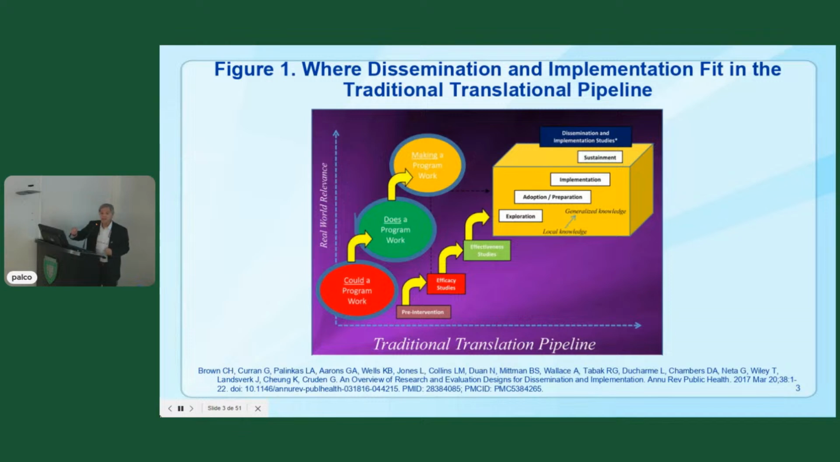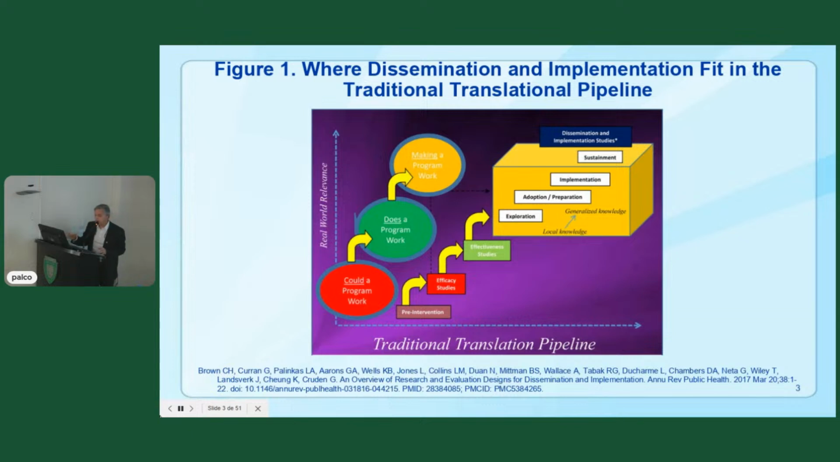And now I say, I'm going to create a program, not just an intervention. It's a continuation of that. Make a program work. Is it continuously working? That's the real question. And that's the big yellow box on the right-hand side. It's about exploration, adoption, preparation, implementation, and sustainment. And then the dissemination piece is part of this. We call it D&I. In America, it became this terminology, dissemination and implementation.